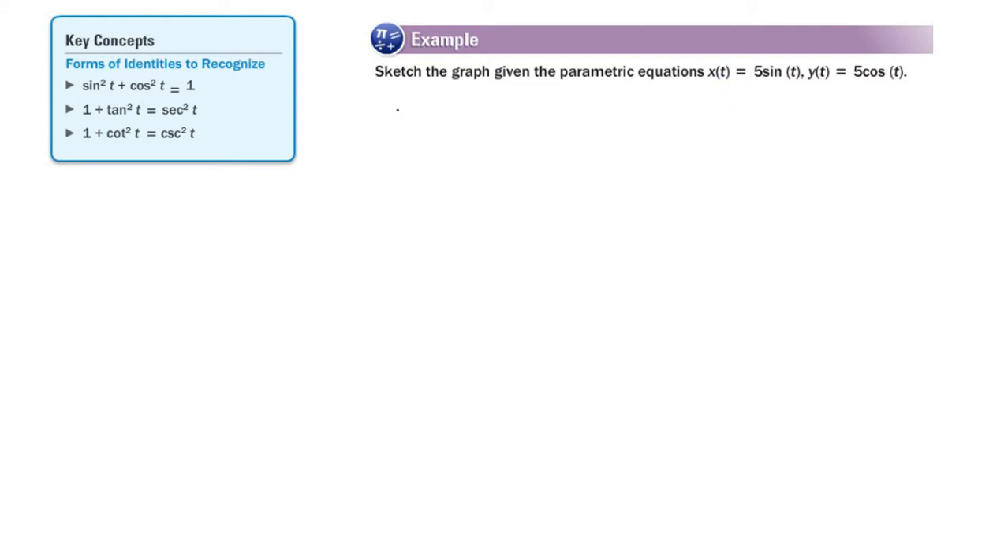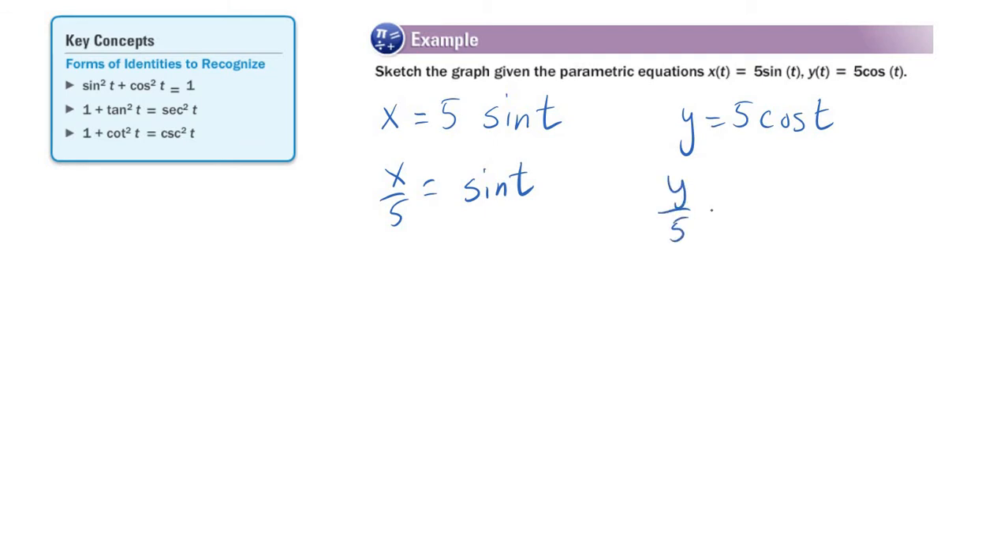So let me just rewrite. x equals 5 sine t and y equals 5 cosine t. Notice I'm not going to be able to solve for t very easily in here and get rid of that. So here's another method. Let's divide by the 5 in both of these. So x over 5 equals sine t and y over 5 equals cosine t.